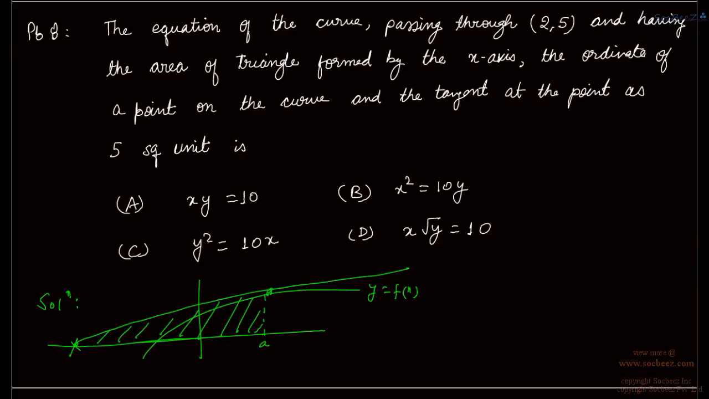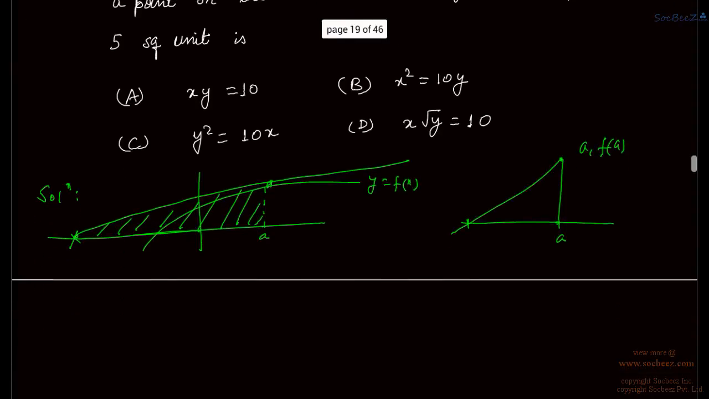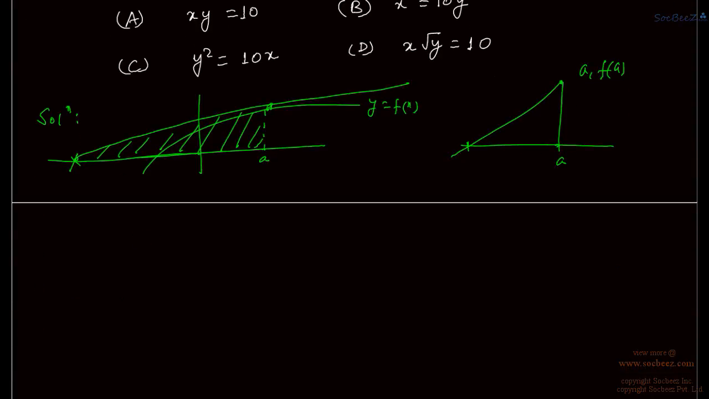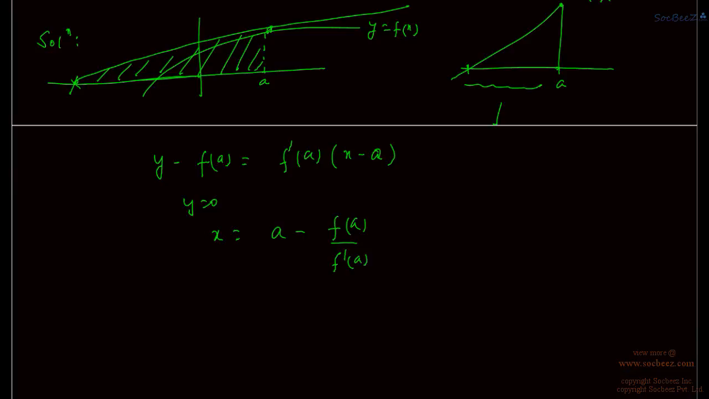So we have the area of this triangle given as 5. So let us draw the triangle again. This is the point A, f(a), and this is the point where the tangent cuts the x-axis. So again we are writing the equation of tangent as y minus f(a) is equal to f dash(a) (x minus a). So putting y is equal to 0, we are getting x is equal to a minus f(a) upon f dash(a). So the base of the triangle can be written as a minus f(a) upon f dash(a) minus a, right? So we have area of triangle as f(a) into f dash(a) into its ordinate f(a).